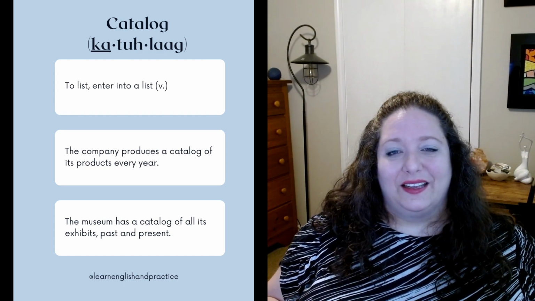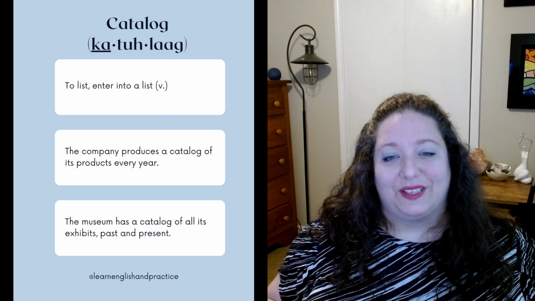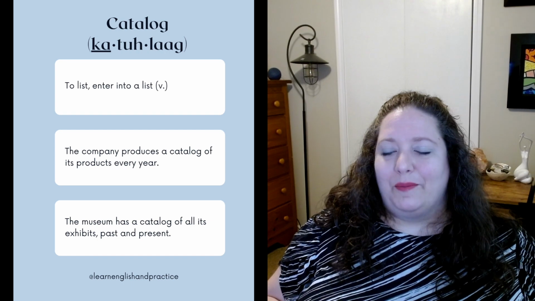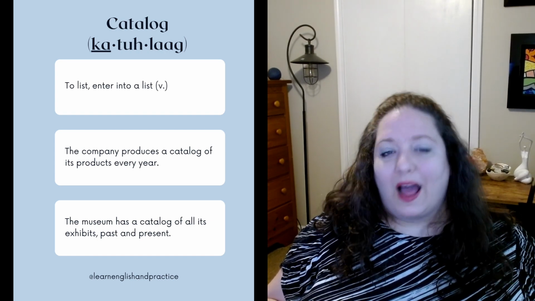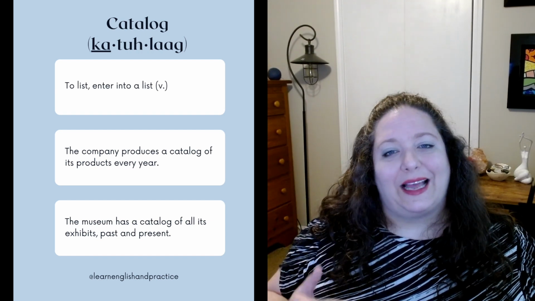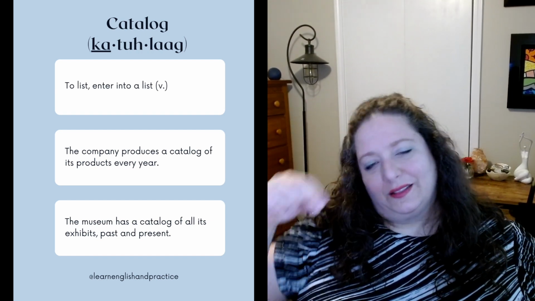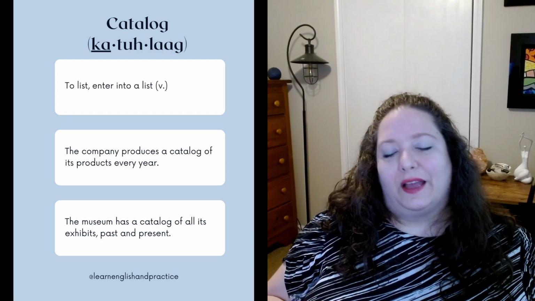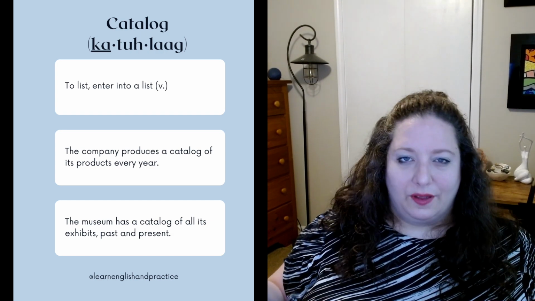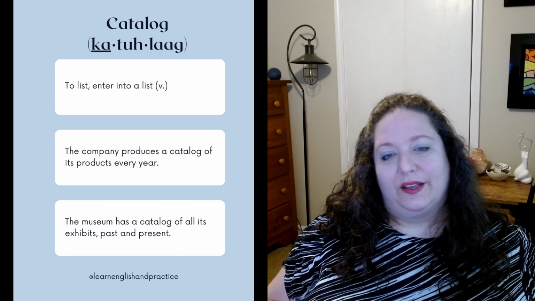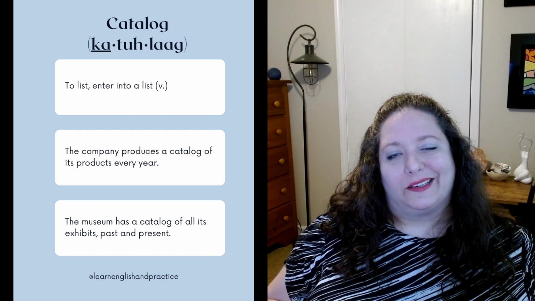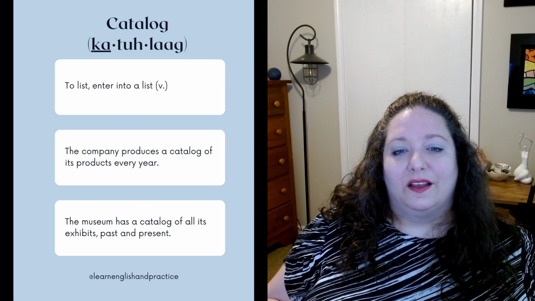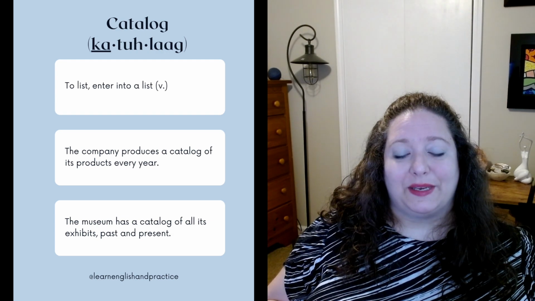Here, catalog. This means to list or enter into a list. It's a verb. Those of you who have been around for a long time on this planet may remember card catalogs at libraries. So that was a collection of little pieces of paper, basically a little list where each one represented a book, and you could look up your books. Now, in most places, that is digital. So this is a verb, and some examples are: the company produces a catalog of its products every year. The museum has a catalog of all its exhibits, past and present.